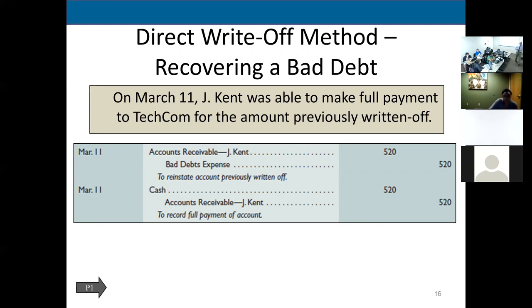So here, Jay Kent, we wrote him off. And now he's ready to make full payment. He's going to make good. All right, so what are we doing here?